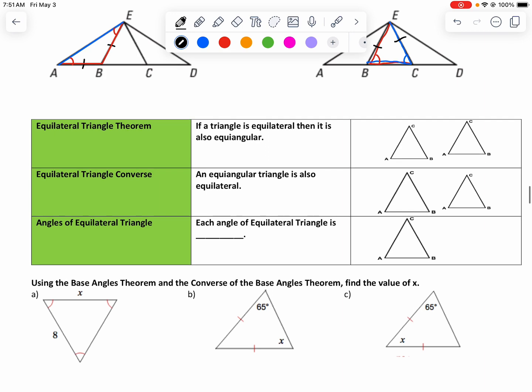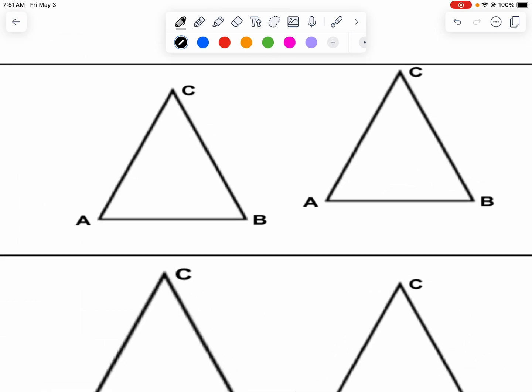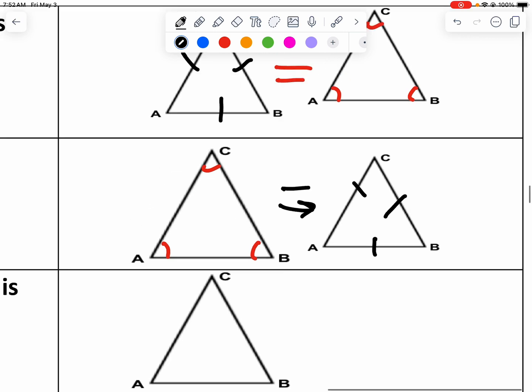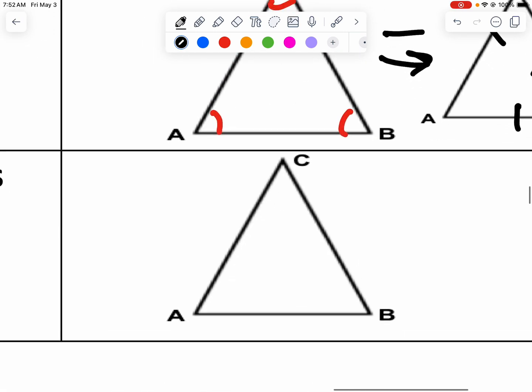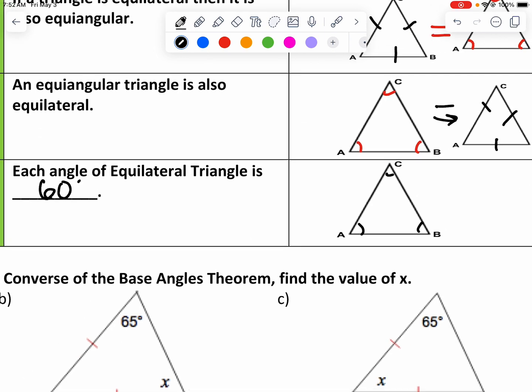All right, real quick, before we jump into anything else, let's review what an equilateral triangle is. If an equilateral triangle is equilateral, so if I have all three of these sides that are the same, it tells me that all three of the angles are also the same. These are linked. And the vice versa is also true. If I know that all the angles are the same, it tells me that all these sides are the same. It works both ways. And the only way in which all of these angles can be equal to each other is if each of them is 60 degrees.